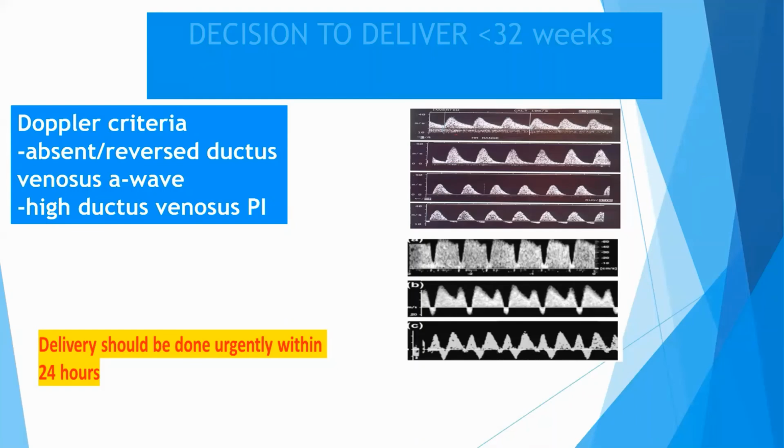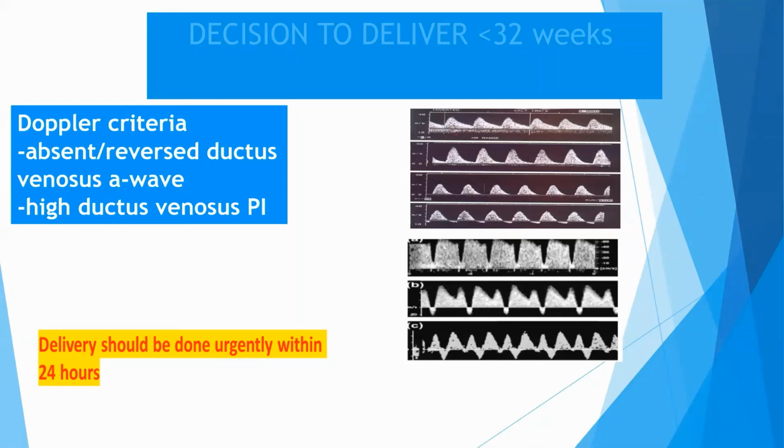As you can see, this is the umbilical artery Dopplers, which I've already mentioned before. And in this case, the A wave is still there, but it's barely there, almost absent. But yet it has become reversed. So this fulfills the criteria for the baby to be delivered within the next 24 hours.